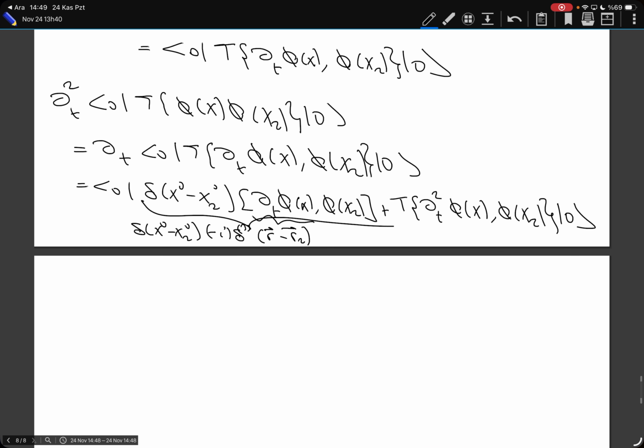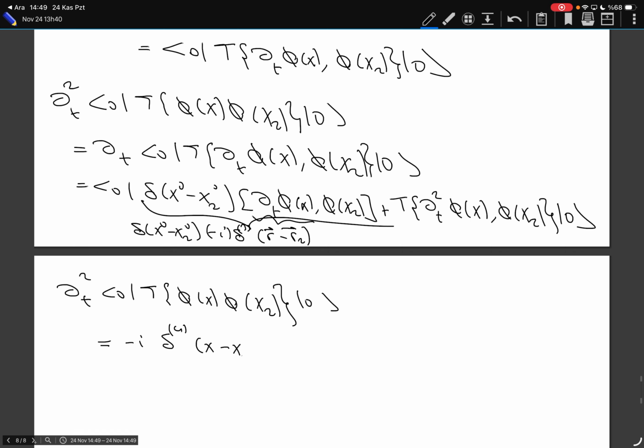So I end up having del T squared equal to minus i, the four-dimensional Dirac delta. Because we are working with the position, there is no 2 pi term there, right? Because the norm of the empty state is just 1. And then plus I have this term.